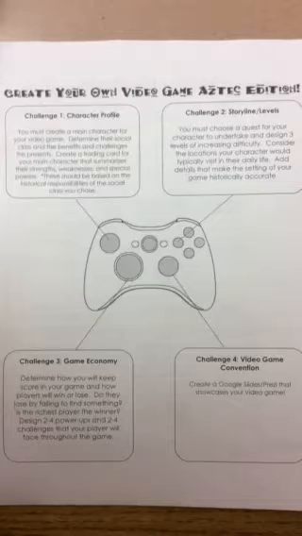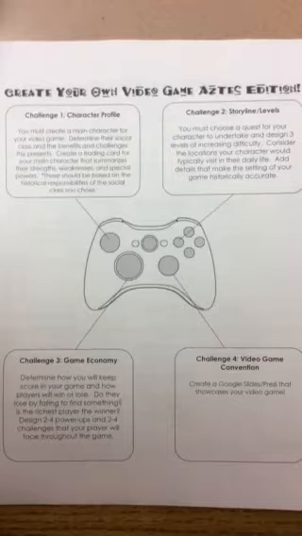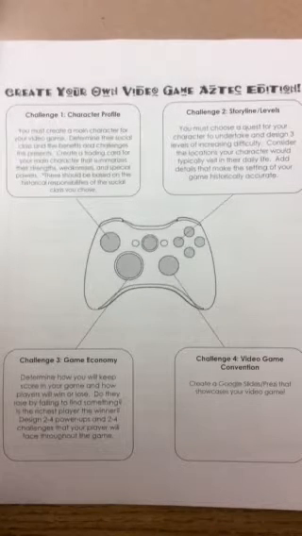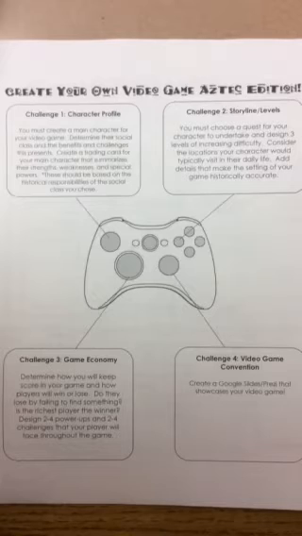Okay. Challenge 2, you're going to create a quest. So you must choose a quest for your character to undertake and design 3 levels in increasing difficulty. And I'll explain the 3 levels thing isn't necessary. There's other ways to do that. Okay. Consider the location your character would typically visit in their daily life and add details to make the setting of your game historically accurate.